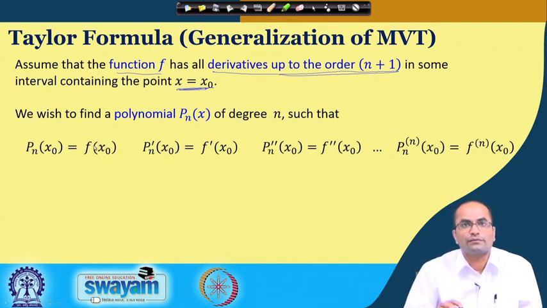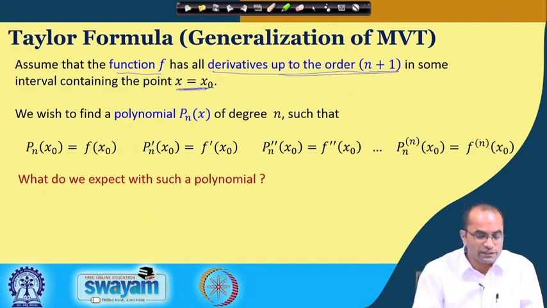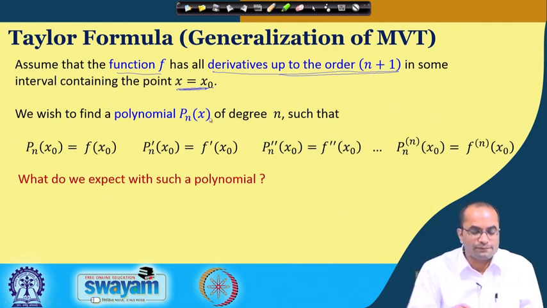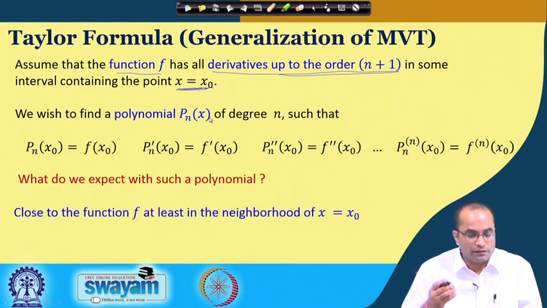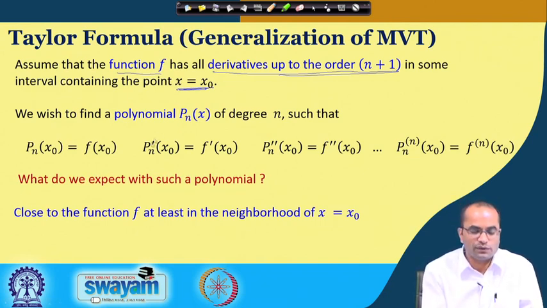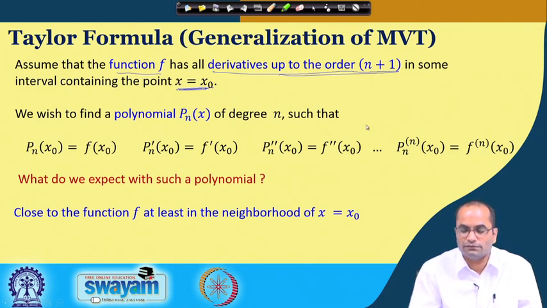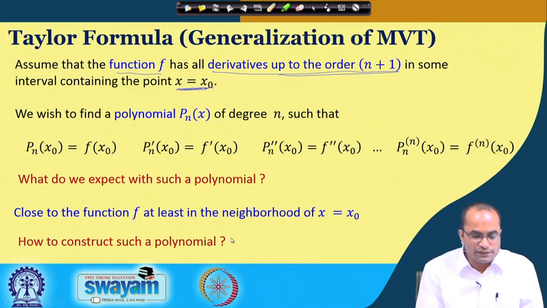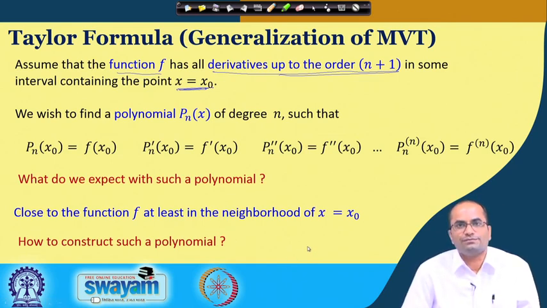Having these conditions, what do we expect from such a polynomial? We expect that such a polynomial, if we construct it, should be close to the function f. Naturally, at x 0 the function value is equal, and the derivatives up to order n are equal, but in general, because of these conditions, we also expect that this polynomial of degree n will in some form represent the function f. Now the question is how to construct such a polynomial.